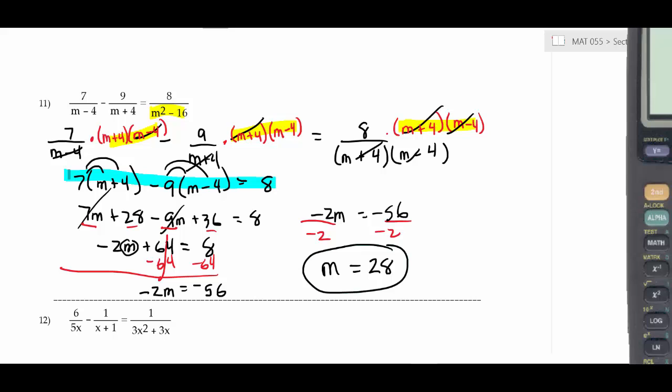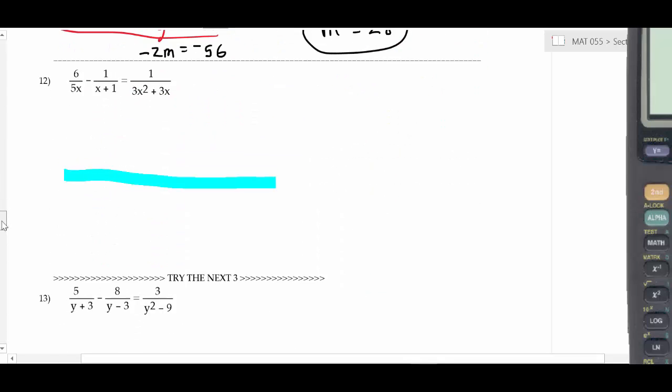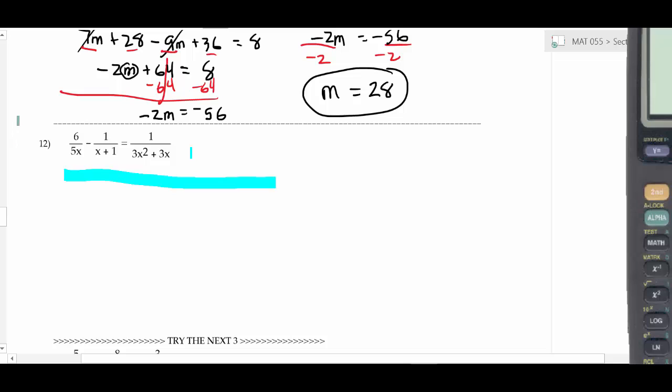All right, we're going to keep doing some of these because we're going to look at different situations that show up on these now. What's the first thing I should do on number 12?